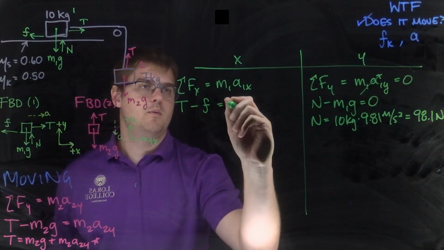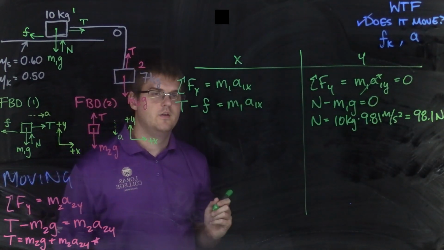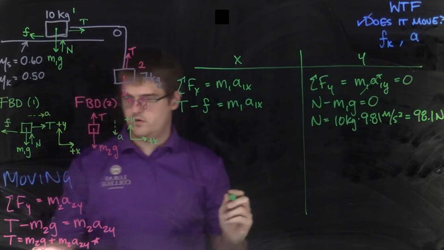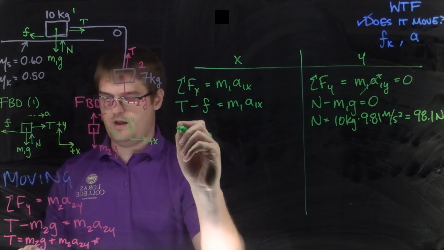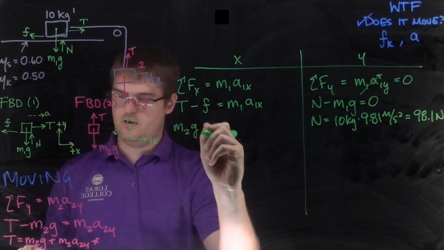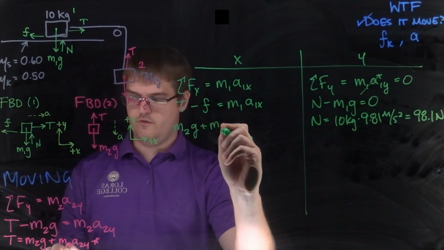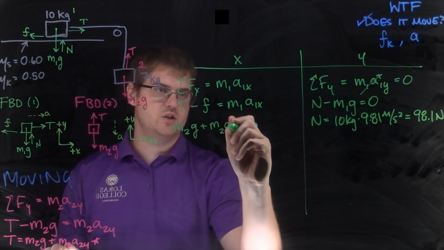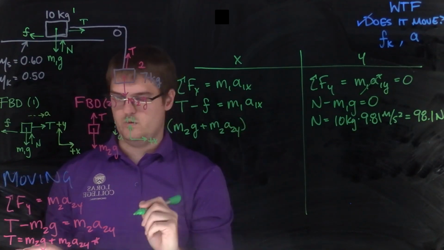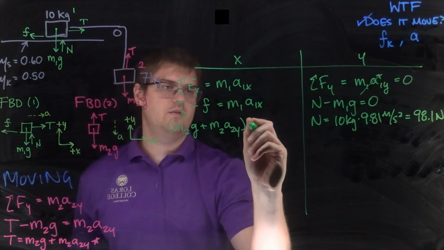And our acceleration is not 0. So we're set up like this. And our tension, well, I can go ahead and put in our tension as our mass of 2 times gravity plus the mass of 2 times acceleration of 2 in the y. So that whole thing we said is equal to tension. And then minus our frictional force.